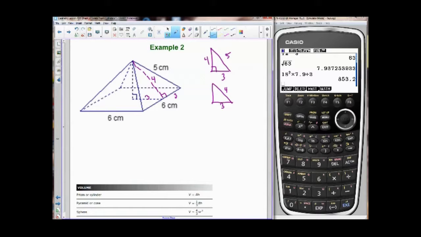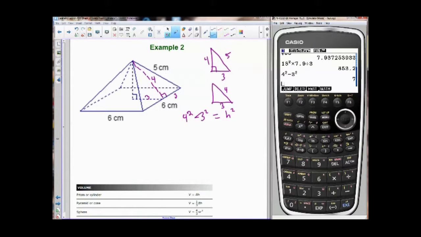So we're going to do 4 squared minus 3 squared is equal to my height squared. And we can do this in our head because we know it's going to come out to be 7, but I'll show you on the calculator. 4 squared minus 3 squared gives me 7. That's 16 minus 9 is 7. And we're going to take the square root of that. Do not put 7 here. That is one of the big mistakes. It is the square root of 7.